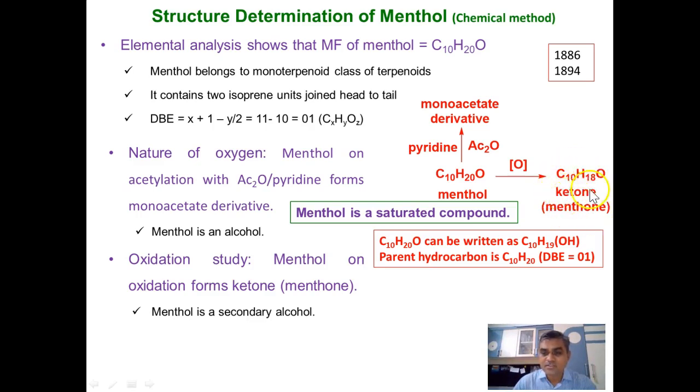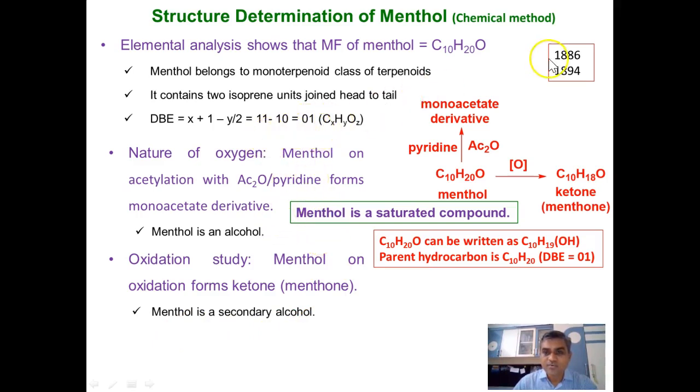Since we get a ketone in oxidation, it means that our starting material, menthol, which we have already proved to be an alcohol, must be a secondary alcohol. So on the basis of the oxidation experiment, we have now concluded that menthol is a secondary alcohol. In this way, we have now proved the nature of the oxygen, and the degree of unsaturation is equal to 1.